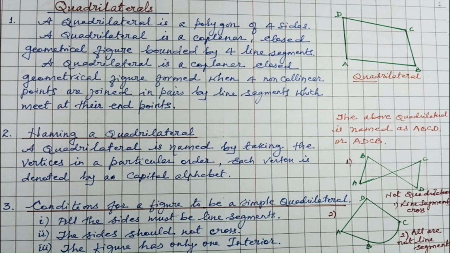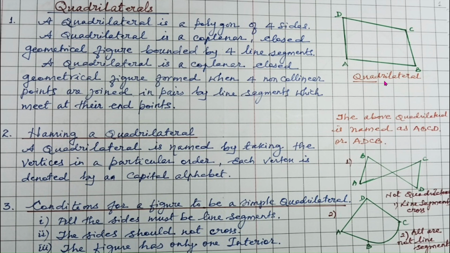Now, what is a quadrilateral? A quadrilateral is a polygon of four sides. A quadrilateral is a coplanar closed geometrical figure bounded by four line segments. A quadrilateral is a coplanar closed geometrical figure formed when four non-collinear points are joined in pairs by line segments which meet at their end points. So this figure is a quadrilateral.